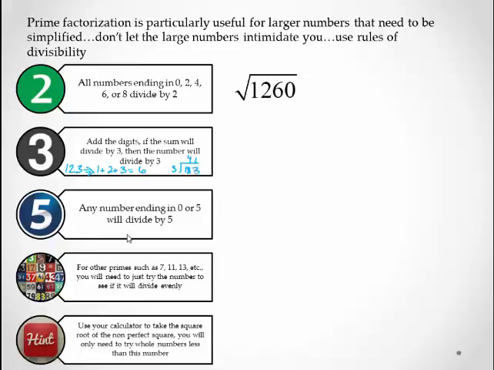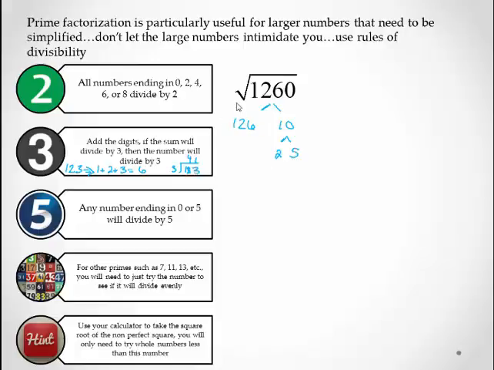So here we go, 1260. I'm going to factor this number and simplify the non-perfect square. So first of all, I see that it ends in 0, so it'll divide by 5, or it'll divide by 2. Also, when I add these up, 1, 2, and 6 add up to 9. So this number will also divide by 3. So it's up to you what you want to divide by first. I'm actually going to divide by 10. And then 10 is 2 times 5, and that part's done.